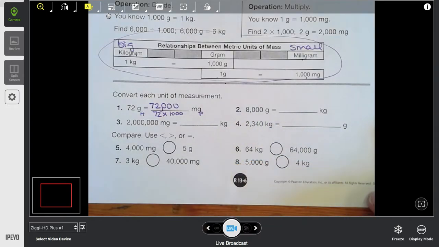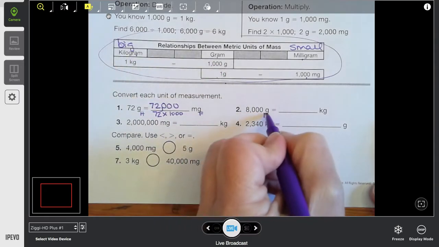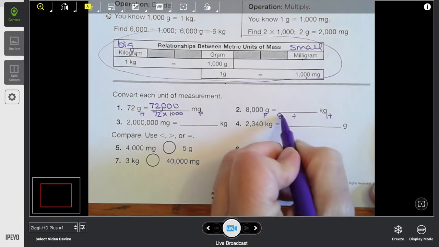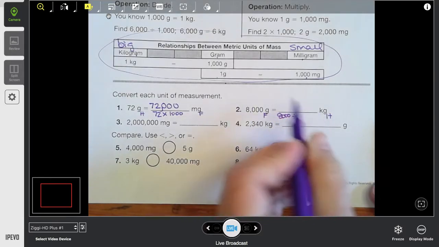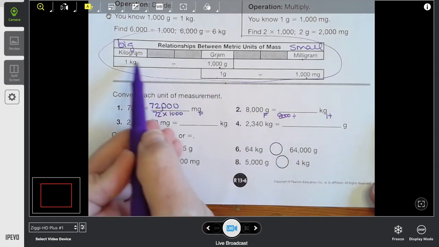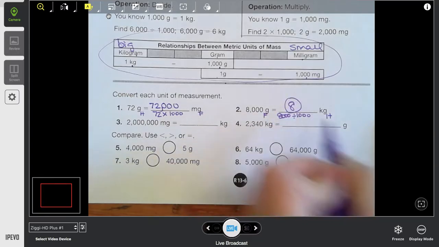8,000 grams is how many kilograms? Grams are smaller than kilograms, so we're going fly to horse, divide, of course. We're taking 8,000 grams and dividing it by how many grams are in every one of those kilograms. 1,000 grams, 1 kilogram. So divide it by 1,000. 8 kilograms.